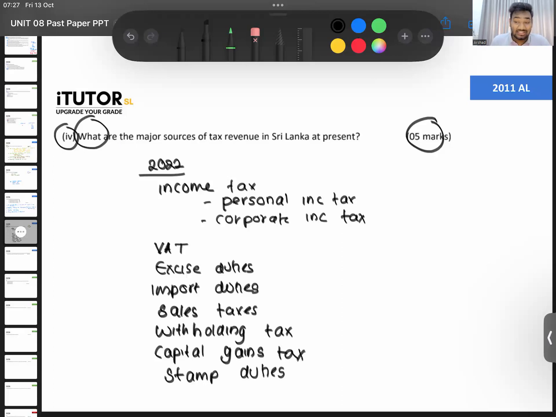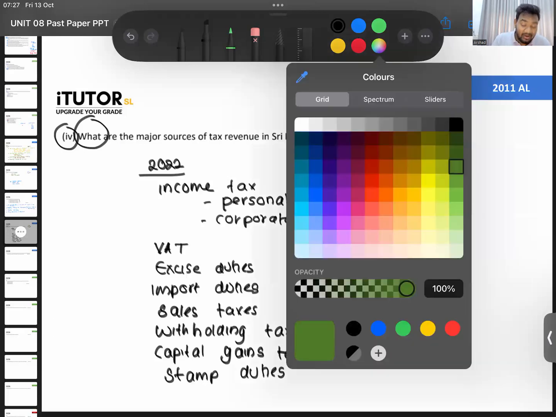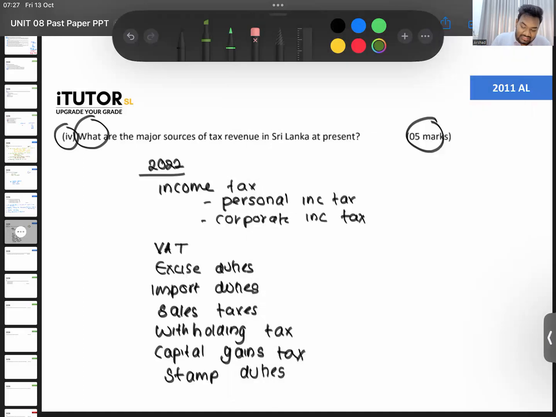Wealth tax is not yet there, Lamai. Wealth tax they are planning on implementing in 2025. So there is a property tax. Now wealth taxes can be on so many things, on property, on different things. Sri Lanka in 2025 we are planning to implement something called a property tax.